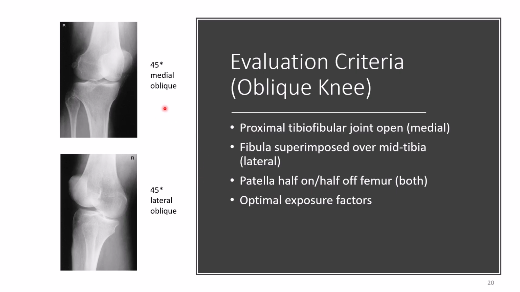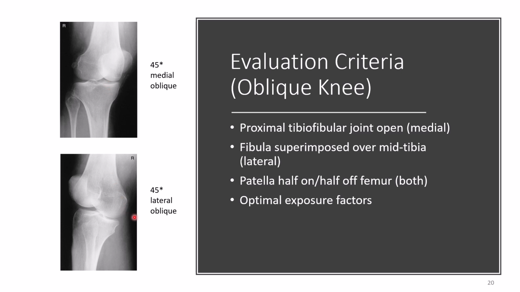So FITE, F-I-T-E. When we do this on the 45 medial or the internal, the fibular head and neck are free from superimposition by the tibia. Okay, so this is the 45-degree medial or the internal oblique, and the patella is half on, half off the femur. So that's a really nice internal knee.